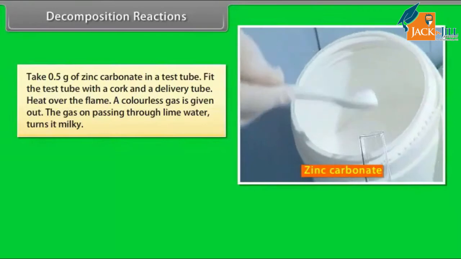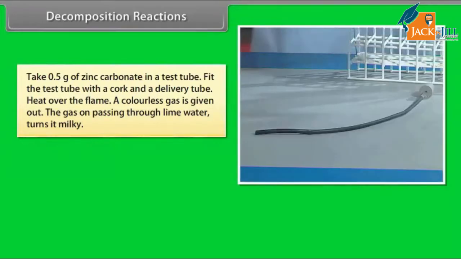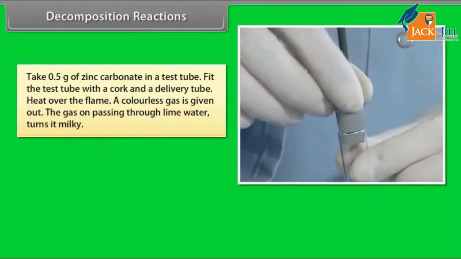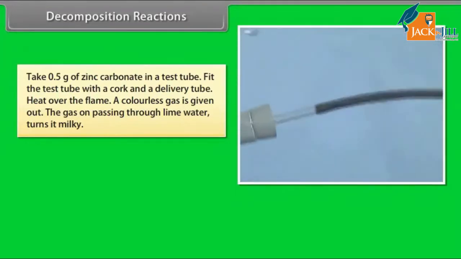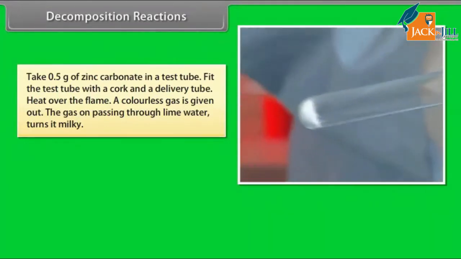Take 0.5 gram of zinc carbonate in a test tube. Fit the test tube with a cork and a delivery tube. Heat over the flame.